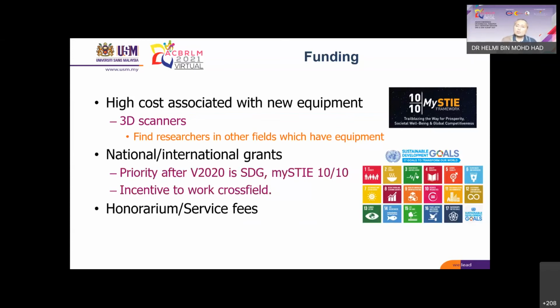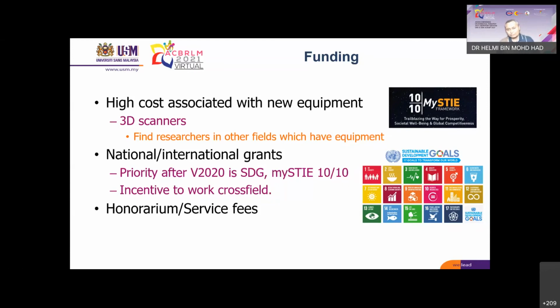A good 3D scanner will cost about 100,000 ringgit for a scanner. That doesn't include the software or the computer parts included with it. And then if you do not have the scanner, find researchers in other fields which have the equipment. In Malaysia, we have all the equipment. It is just a matter of finding the right people to connect with. So if you do not have a 3D scanner, find a researcher which has the 3D scanner.